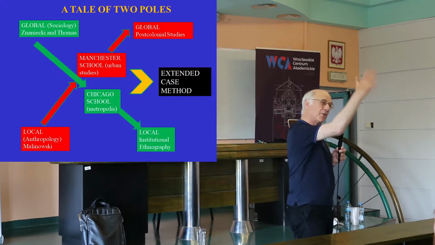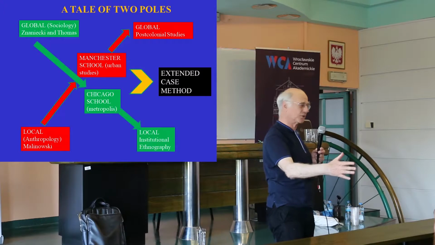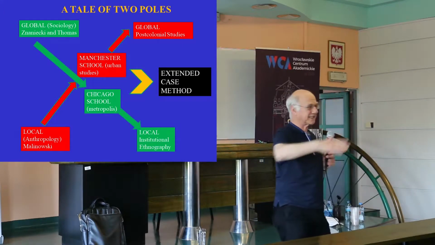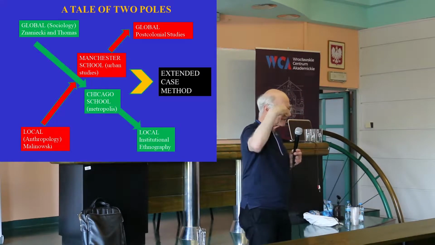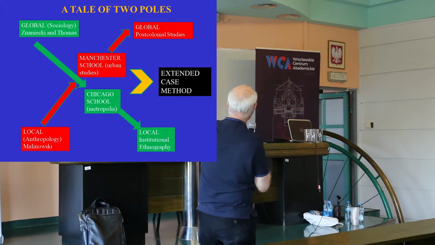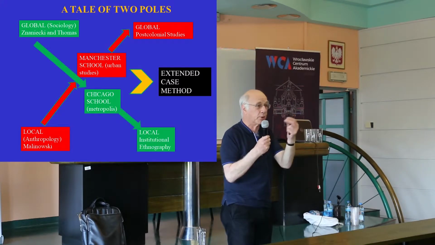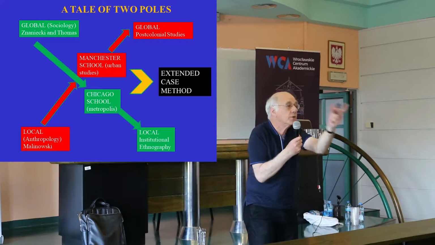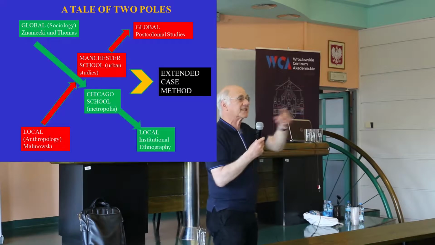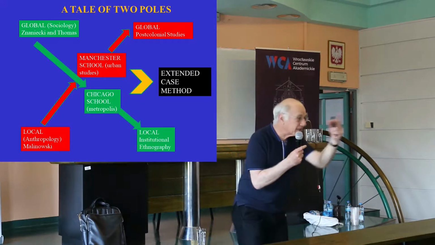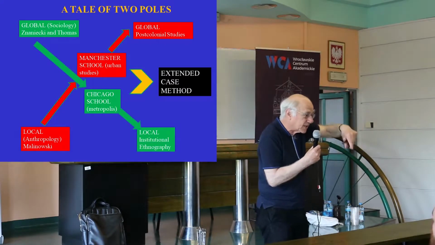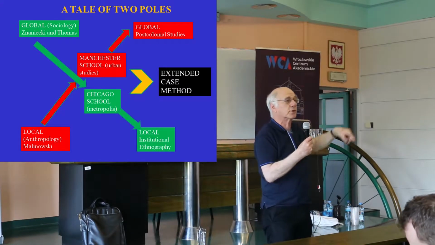That was part one. Now we're going to move to part two, which is what I was supposed to talk about. And I'll see if I can explain to you this whole extended case method. So what I'm going to argue is the Manchester School was doing something very important in linking communities to the wider context. The Chicago School is the enemy from my point of view, because they did not see that the communities they studied in Chicago were shaped by broader forces.